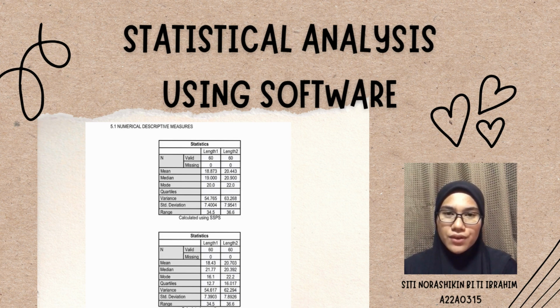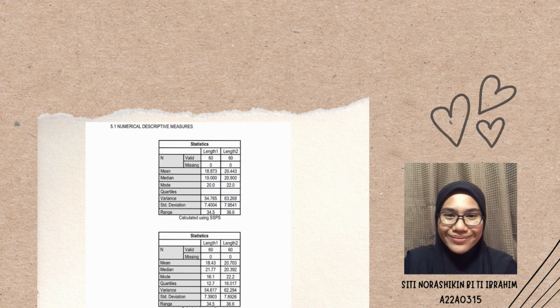and negative 0.0101. Besides that, the variance and standard deviation for length 2 by using SPSS are 63.268 and 7.9541, while by using manual calculation for length 2 they are 62.294 and 7.8926. The difference that can be shown is negative 0.974 and negative 0.0615. Thank you.